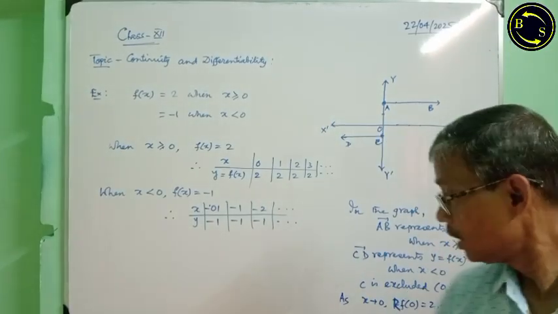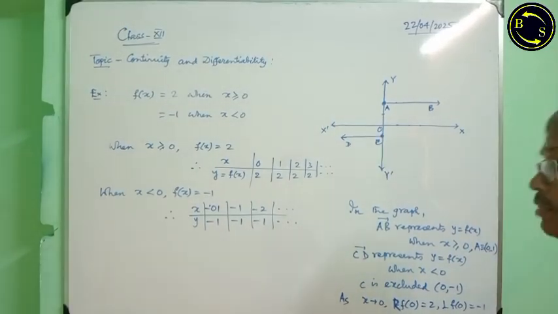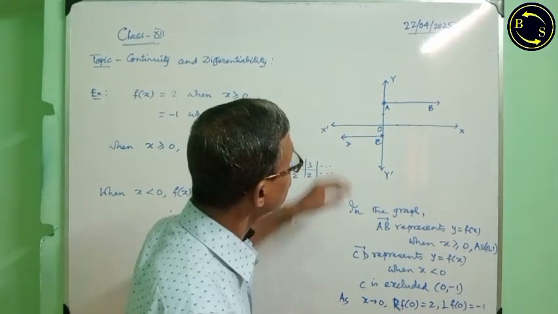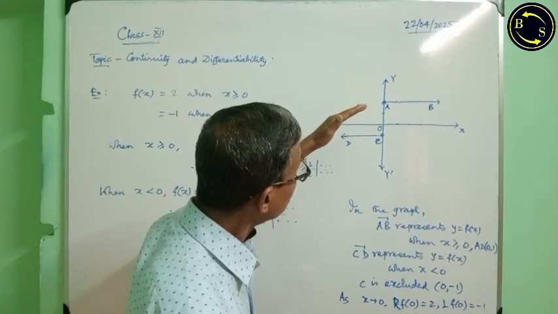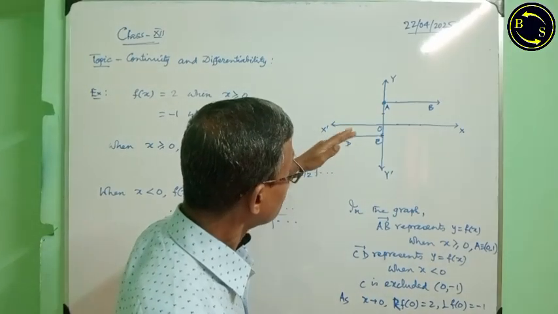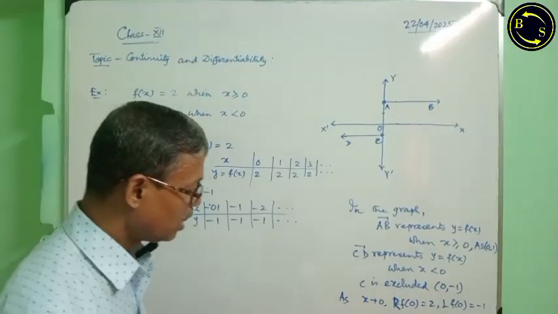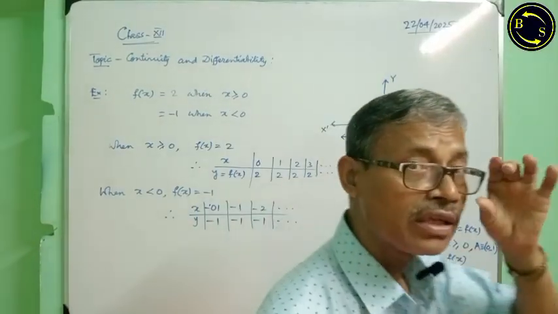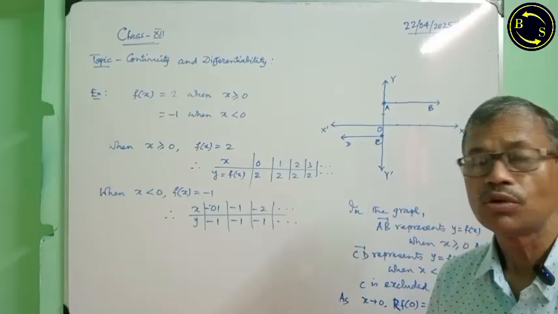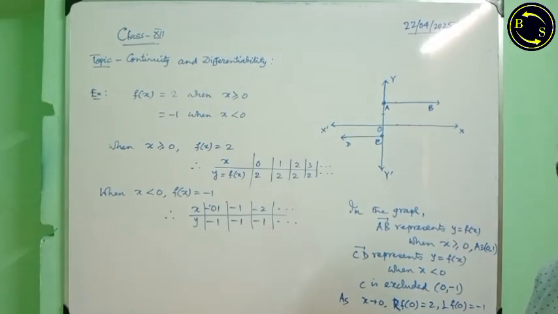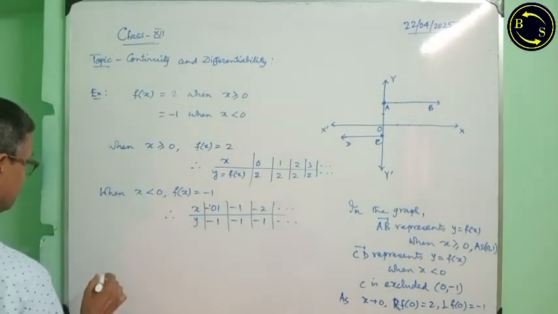Two limiting values, left hand limit and right hand limit, both are different. Thus we see there is a break or gap at the point x equal to 0. That means from the graph it is clear that as x tends to 0, the limiting value of f(x) does not exist. Now let us take another example.